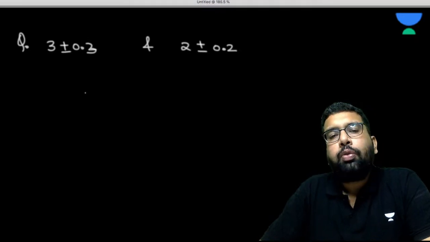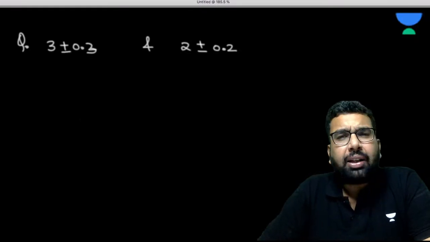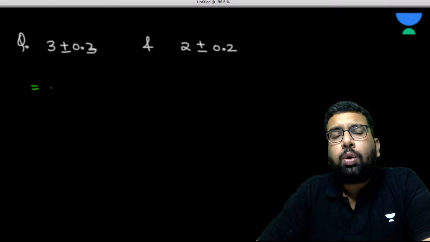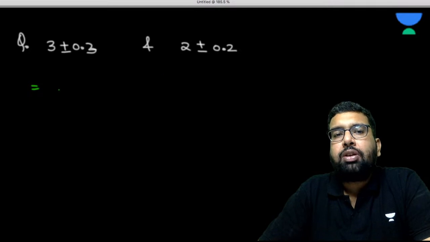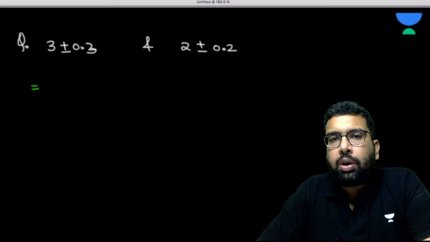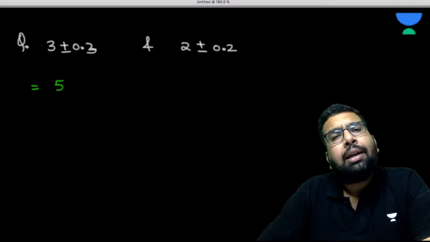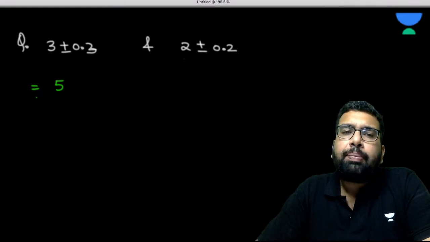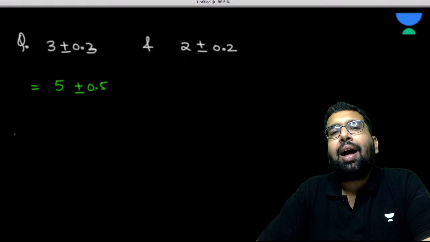So now we need to add them. It is very simple, we can understand it in one go. In addition, errors are always added. This is the true value or the mean value. So right away you simply add the true values, and now you need to add the errors.